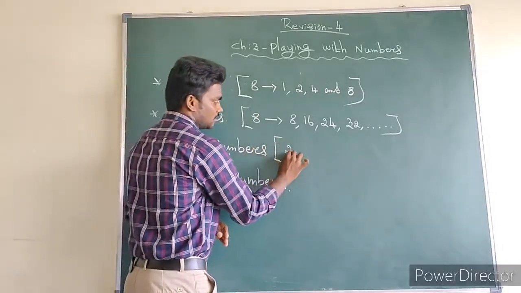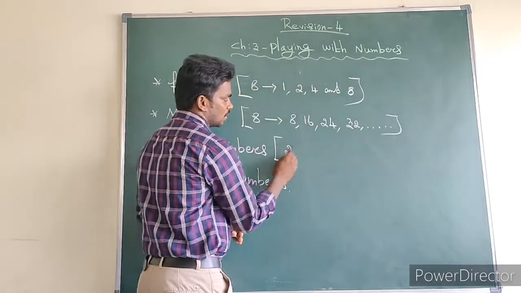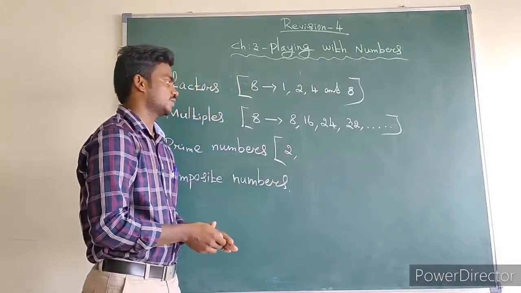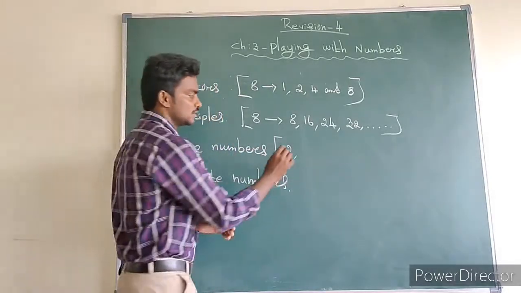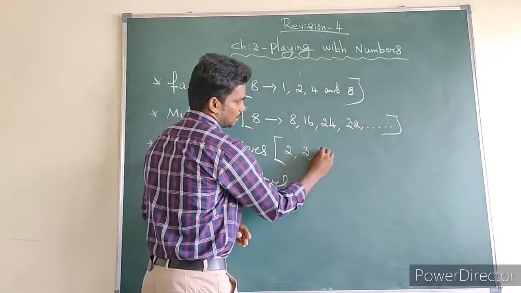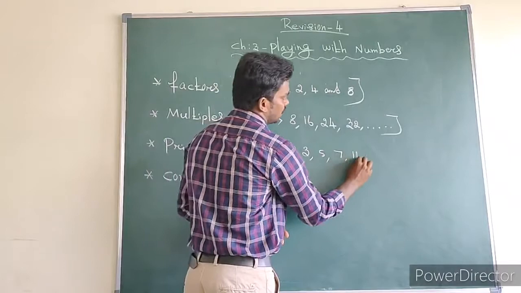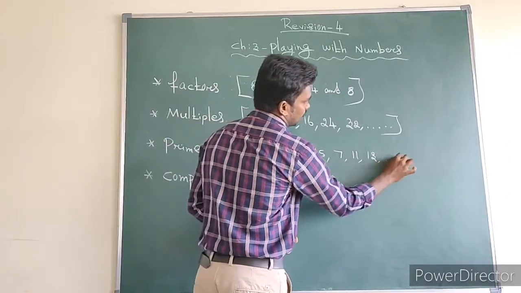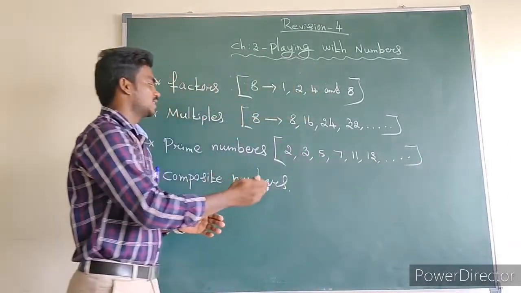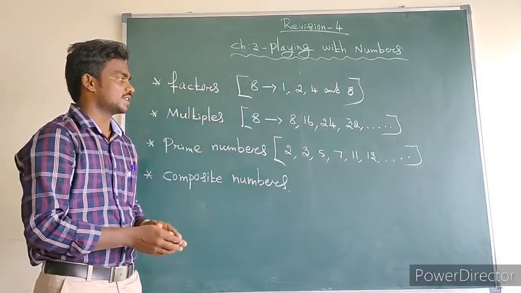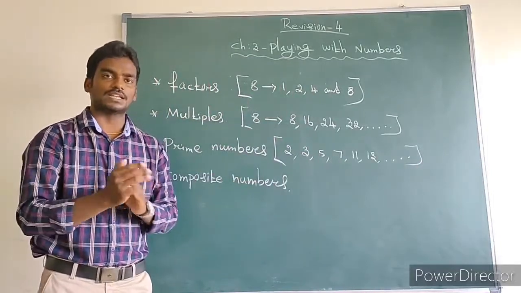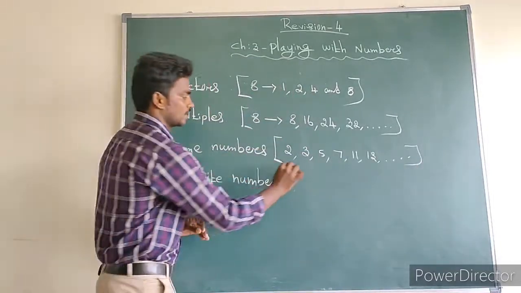So what is a prime number? 2. What are the factors of 2? The factors of 2 are 1 and 2 only. So 2, 3, then what is next? 5, 7, 11, 13 and so on. This type of number is called a prime number. That means a number which has only 2 factors, that is 1 and itself, is called a prime number.